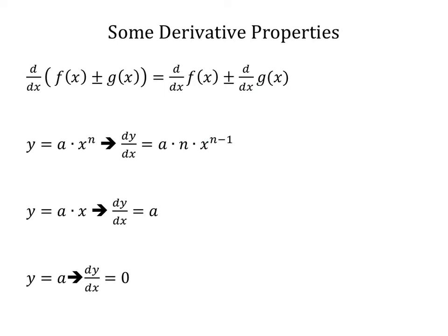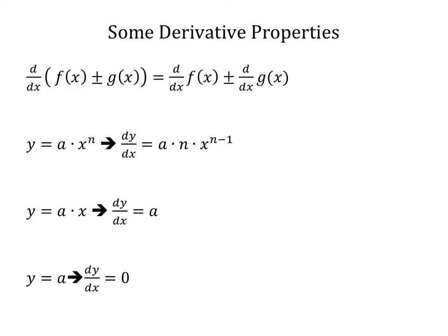So now we're going to look at some derivative properties. So these are actually ones that we went over last class. This is just us writing them out. So this first one tells me that the derivative of the sum of two functions is the same as deriving each of them separately and then putting them together at the end. So this we actually did last class.